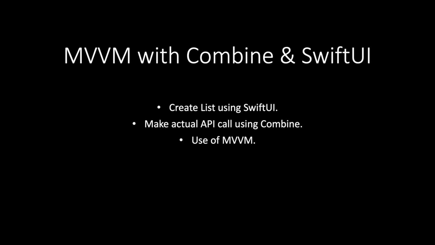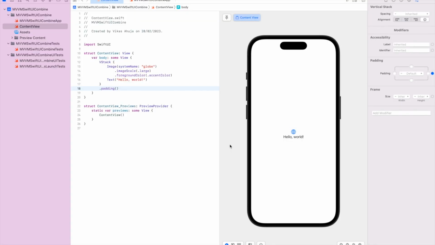So guys, this video is going to be a little bit longer because we will have to create the separate service class, view model, and the view, and the interrelation between them. So guys, let's start. To start with, I have created the new project. The new project comes with this Hello World text.